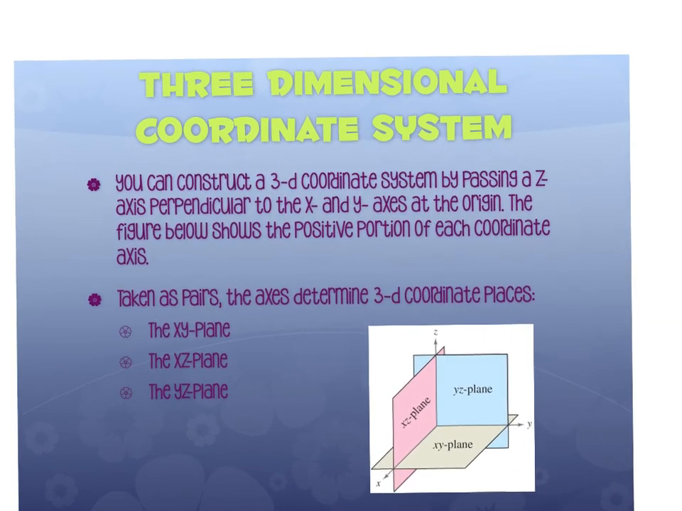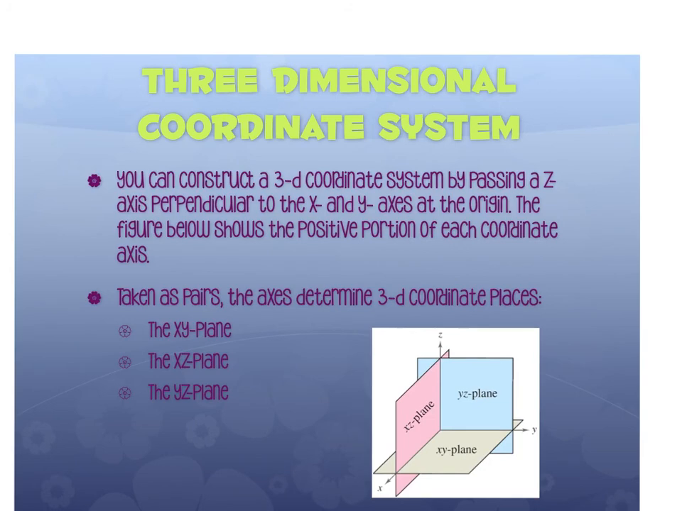You can construct a 3D coordinate system by passing a z-axis perpendicular to the x and y axes at the origin. So think about your desk. If you look flat on your desk, and you think about drawing a horizontal line and a vertical line straight through your desk, that's your normal XY plane, right? We're pretty comfortable with a rectangular plane at this point, yes? Now think about taking a pencil or stylus and drawing it directly into where those two meet, through the origin, vertically. Now you've created a three-dimensional plane.